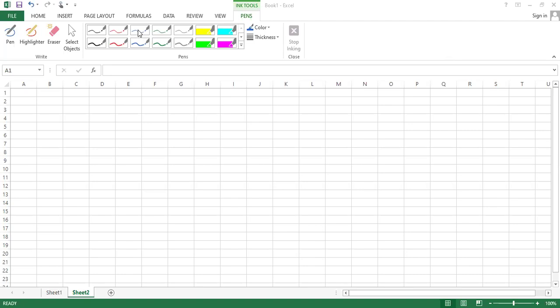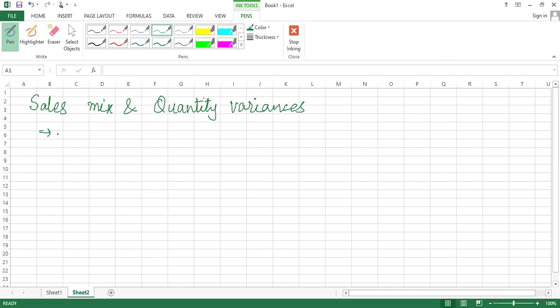Next one is sales mix and yield variance, quantity variances. Sales mix and quantity variances are determining where a company is selling two or more than two products.